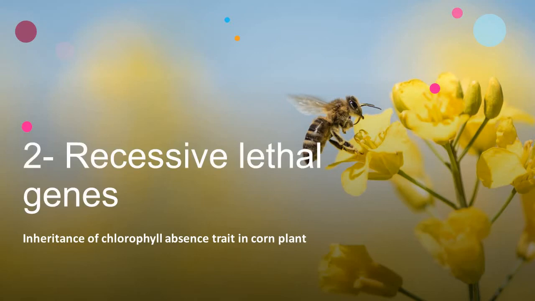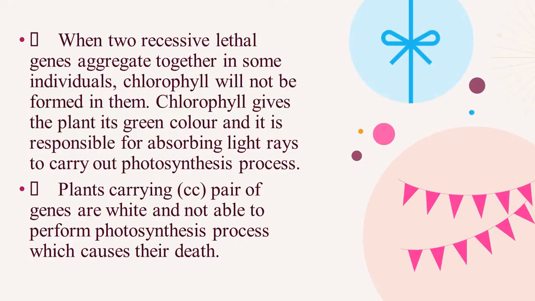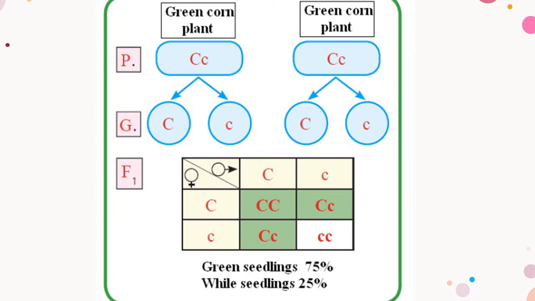Also here, the recessive lethal genes that are found in the chlorophyll. Some corn plants self-pollinated and they produce white seedlings that don't have chlorophyll, and these seedlings grow for a short time, then they wilt and die. And that's because of the pure recessive lethal genes found in the absence of the chlorophyll. And that means 25% of the offspring will die due to the absence of the chlorophyll, and they are carrying the C small gene and are not able to carry out the photosynthesis process, and they will die.